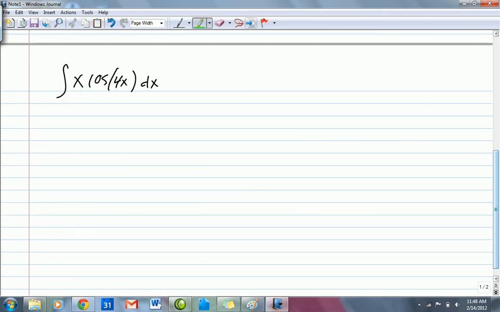Here's another type of integration by parts where we have kind of parts combined with substitution.